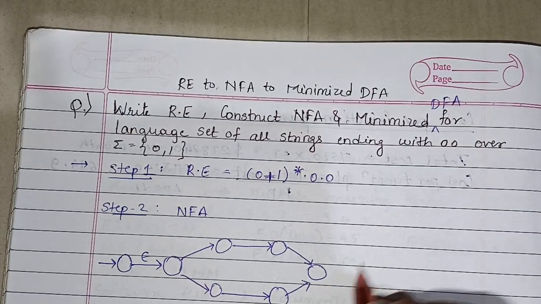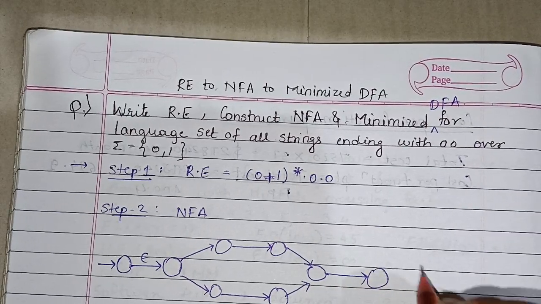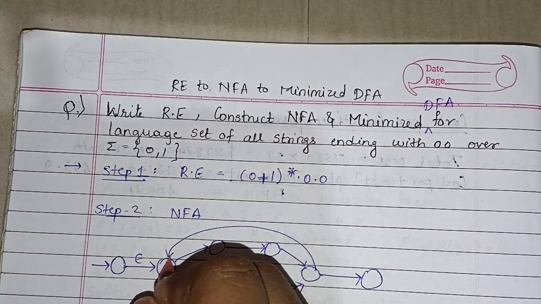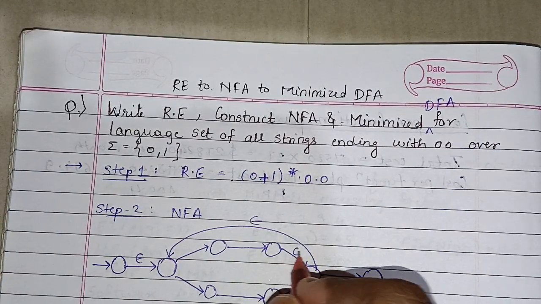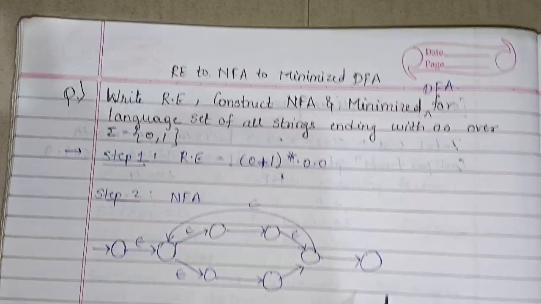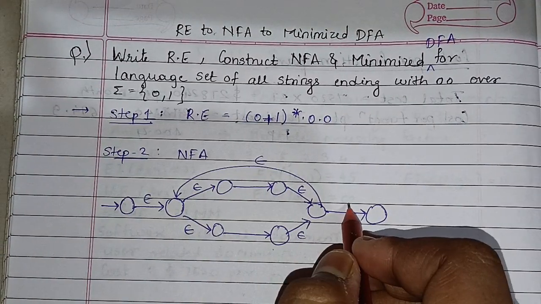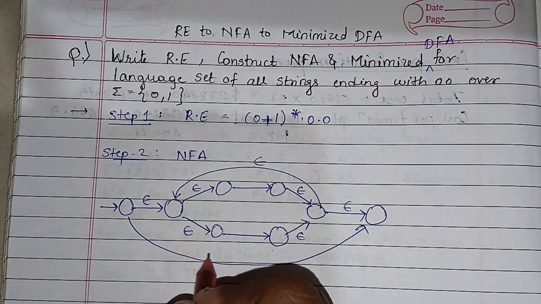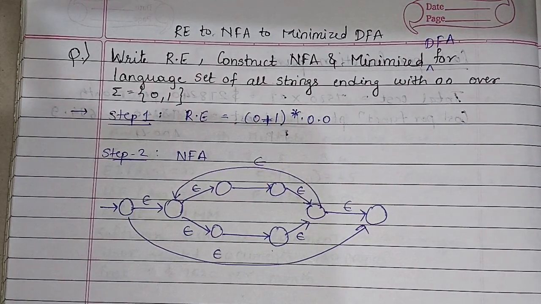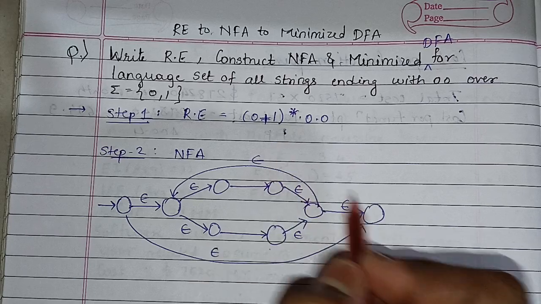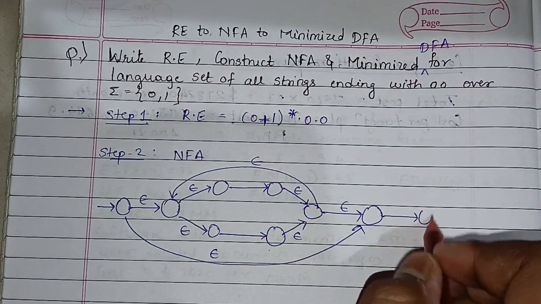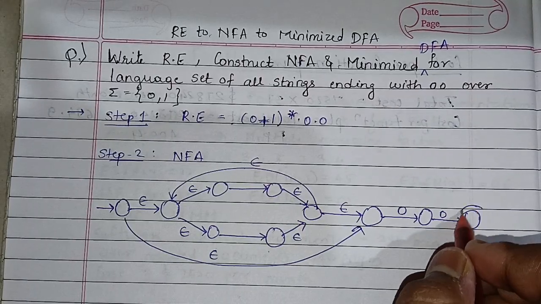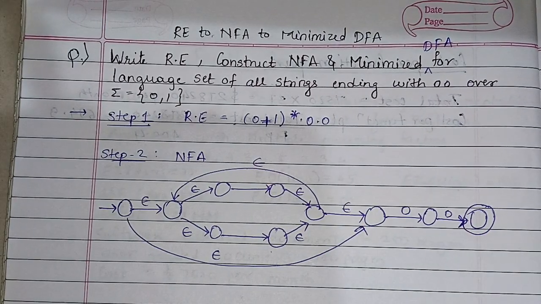Here, here. Now see, from here to here, this is epsilon, epsilon, and this is epsilon, and from here it is also epsilon. Now see, it is concatenated, so it will continue with 0, 0. It is the final step. We will mark it with 2 circles.